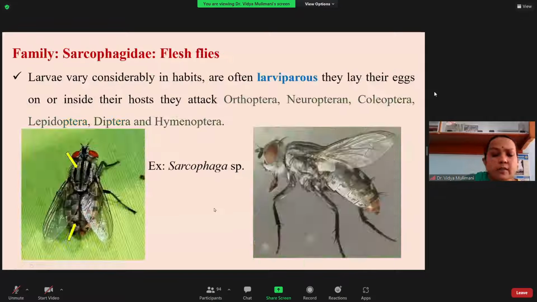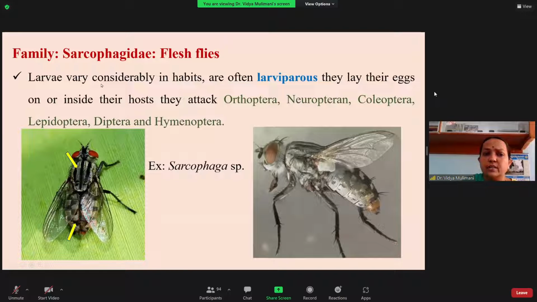The Diptera you have is the Sarcophagidae, that is the flesh flies. Usually the members of the Sarcophagidae are the scavengers. Many of the species of the Sarcophagidae have been exploited in forensic science. But apart from the scavenging, the most important job they are doing is the parasitization.